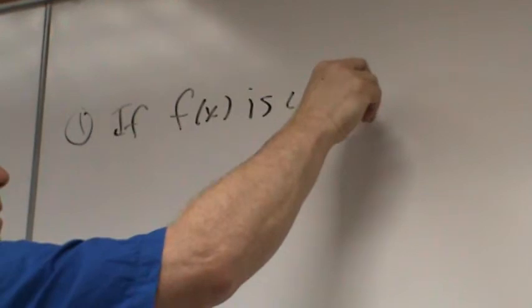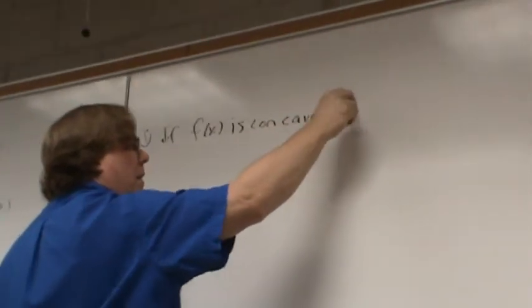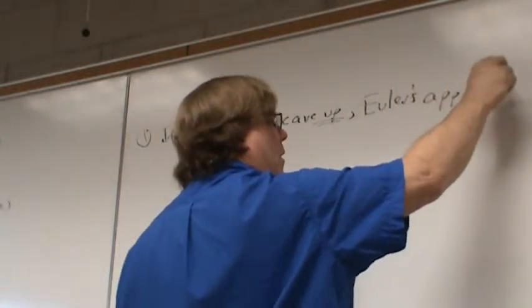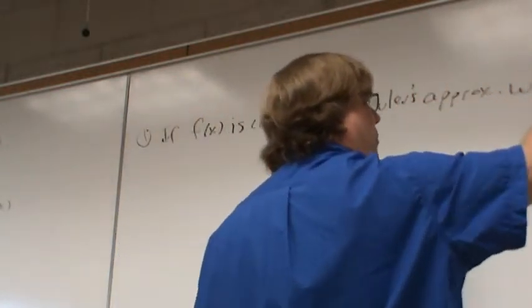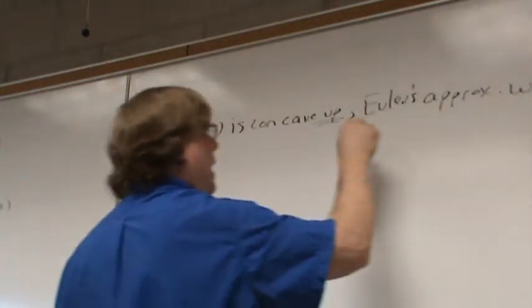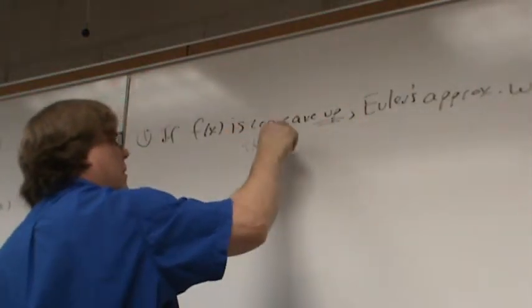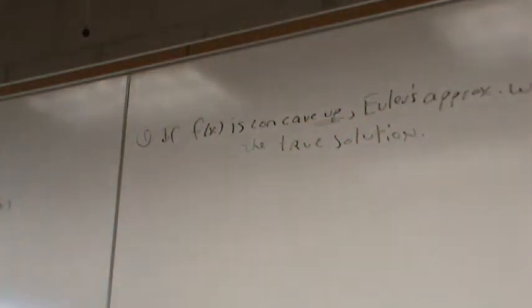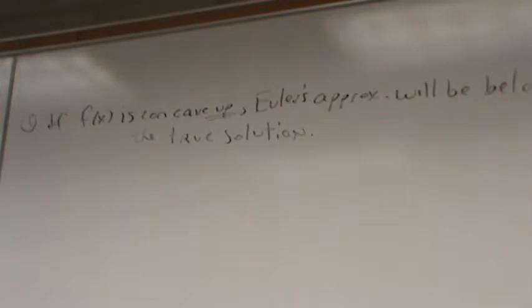If f of x is concave up, then Euler's approximation will be below, or less than, the true solution. Because remember, we're just doing an approximation. And it didn't matter whether I was increasing or decreasing. Concave up meant that I came in below the true approximation.